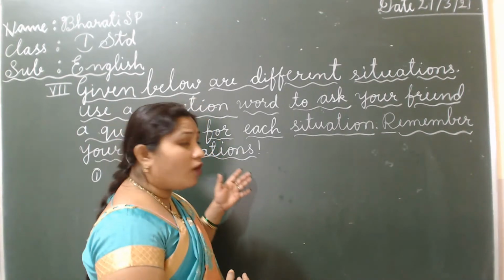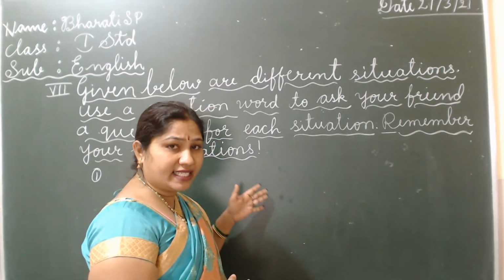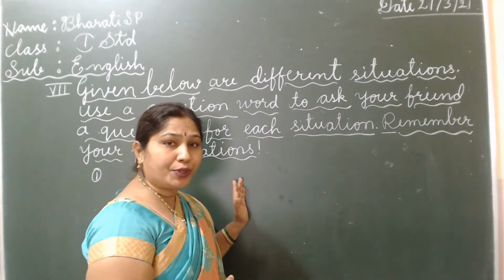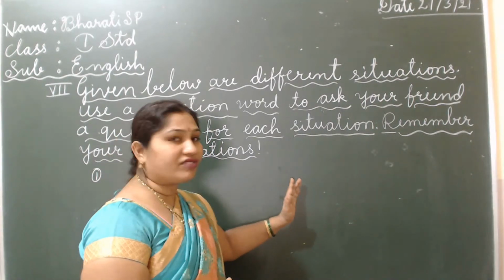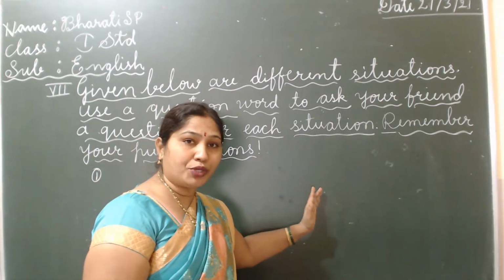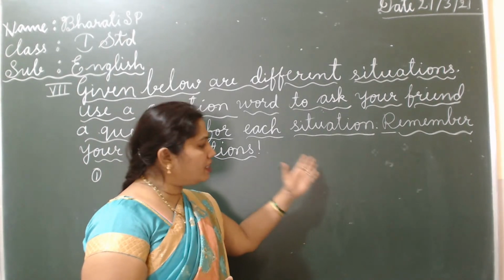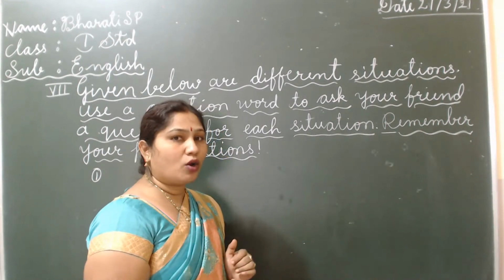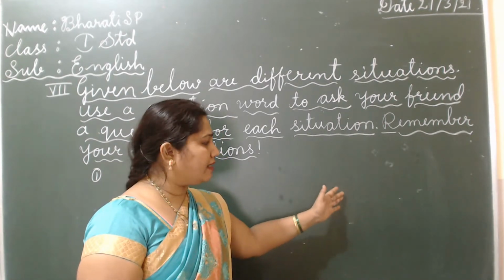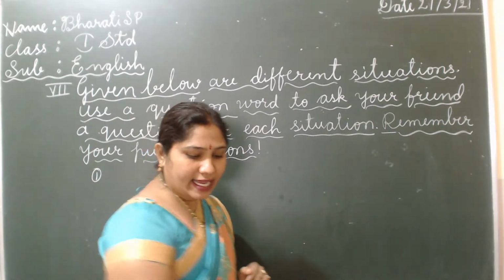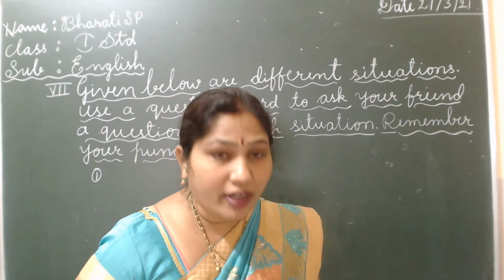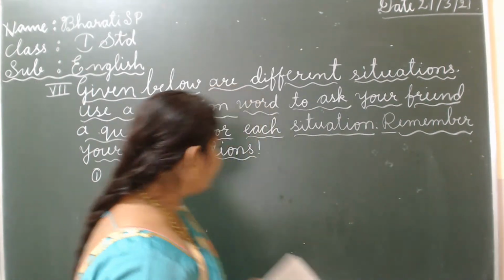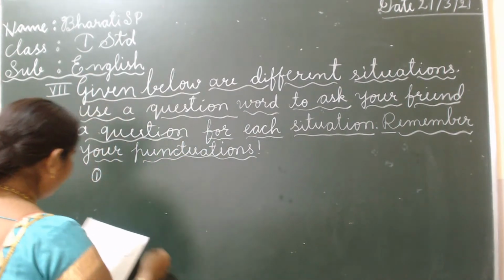When the sentence starts, at the beginning you need to write a capital letter. At the end of the sentence you need to give a full stop. If there is a question, it means you need to give a question mark at the end of the sentence. Yes, let us learn here what those situations are. See here, I write, children.